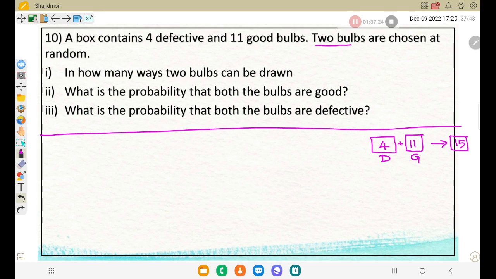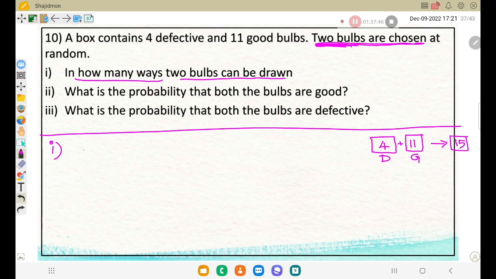Now 2 bulbs are chosen. This is what is important. How many bulbs are we taking? 2. It should be a combination, correct? So out of 15 bulbs, 2 bulbs we are selecting. So what is the first part of the question? How many ways can 2 bulbs be drawn? 2 bulbs from 15, how many ways can we draw? That is the first question.